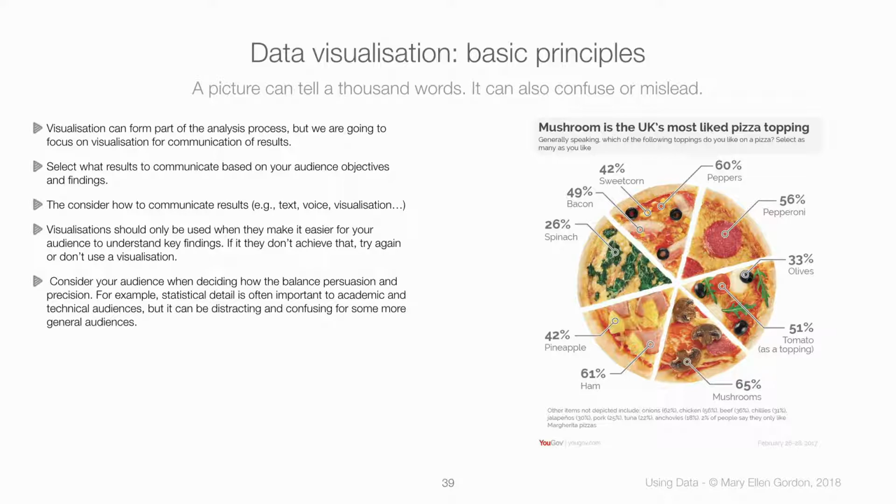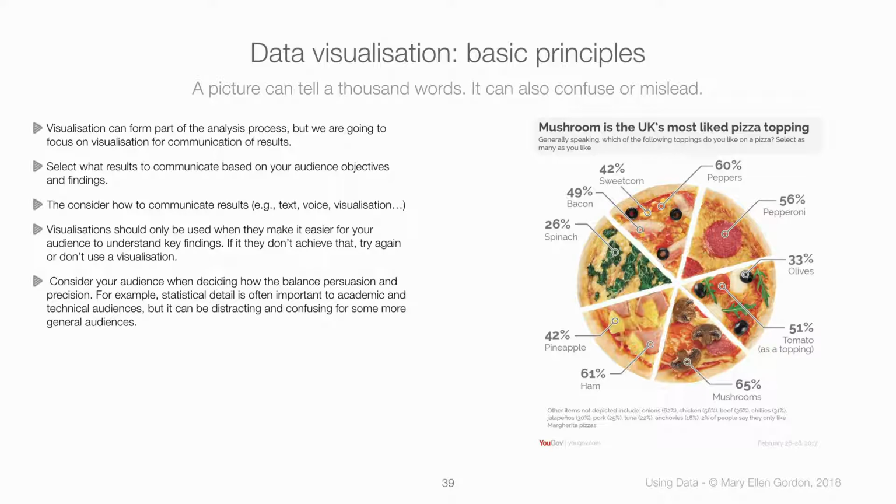The other thing that we need to think about for all of the visualizations we do is how to balance persuasion and precision. Sometimes there's a temptation to want to include every last bit of detail on a chart or a graph, but in some cases that can make things more confusing rather than less. For example, if we're talking to a general audience rather than a very technical one, including a lot of statistical detail might be confusing to them.